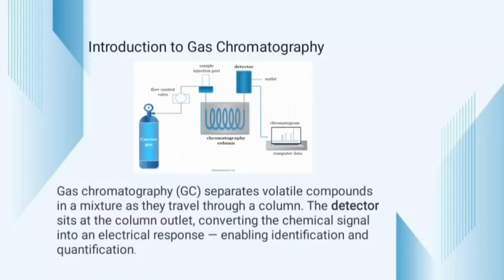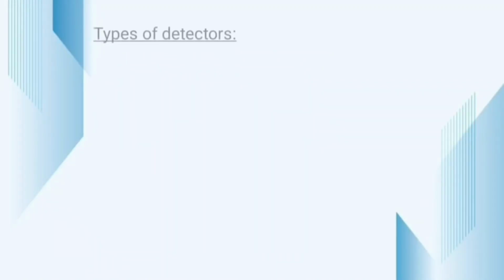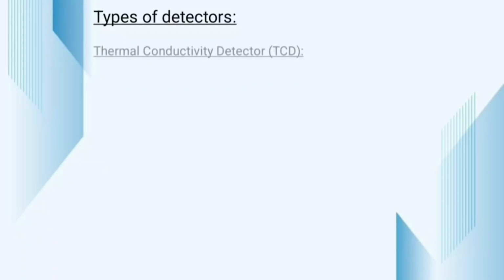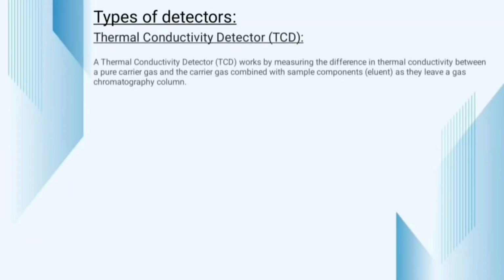In gas chromatography, the sample is vaporized and carried by an inert gas through a column coated with a stationary phase. Different components travel at different speeds depending on their volatility and interaction with the column material, causing the separation. And next, we study the types of detectors in gas chromatography. First one, thermal conductivity detector.